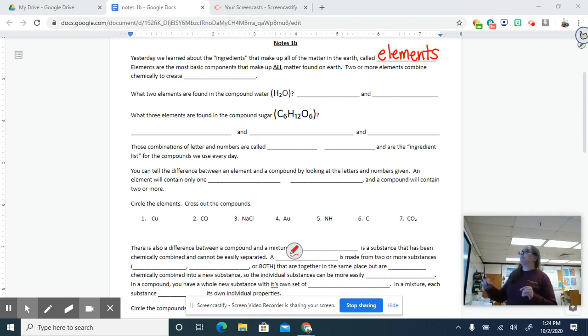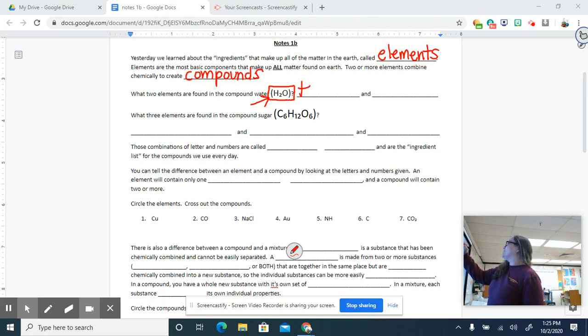Two or more elements combine chemically to create compounds. We talked on notes 1A about why sugar wasn't up there on the periodic table, because sugar is a compound. It's made up of more than one element. So what elements are found in the compound water? If you look at the formula for water, it tells you what elements there are. H stands for, that's right, hydrogen. And O, good job, oxygen.